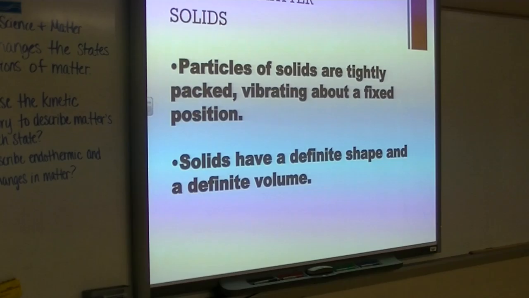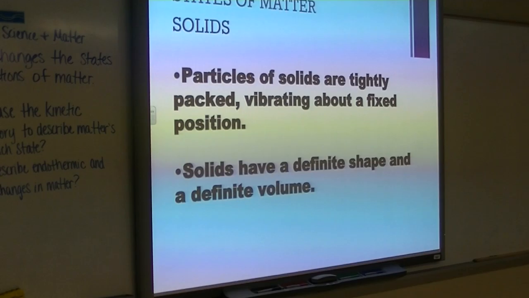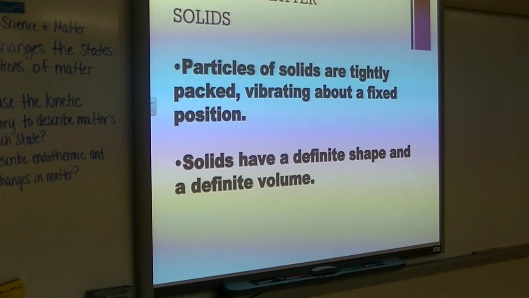Write this down for me, please. Particles in a solid are extremely close together, super compact. They vibrate around a fixed point, meaning they all move in the same direction at the same time. So particles are super packed together, very tight. And I also want you to write that solids have a definite shape and a definite volume.